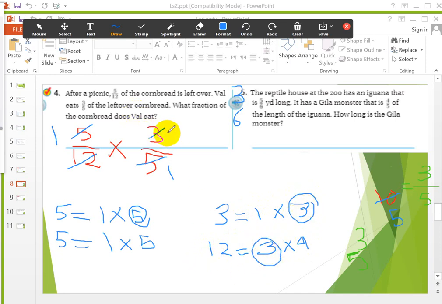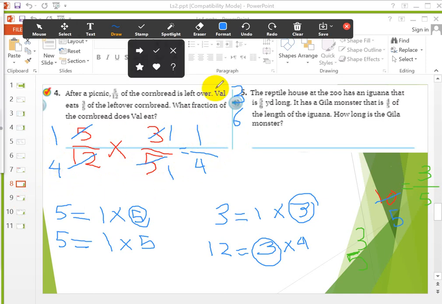Divide 3 by 3, it will be what? 1. Thank you, Lena. 12 divided by 3? 4. Thank you. Now let's multiply together, Lena. 1 multiply 1 equals what? 1 multiply 1 equals 1. 4 multiply 1? 4. Thank you. So the fraction is 1 over 4, and this is the amount that Val eats in the picnic. Okay, girls, we will stop here today.